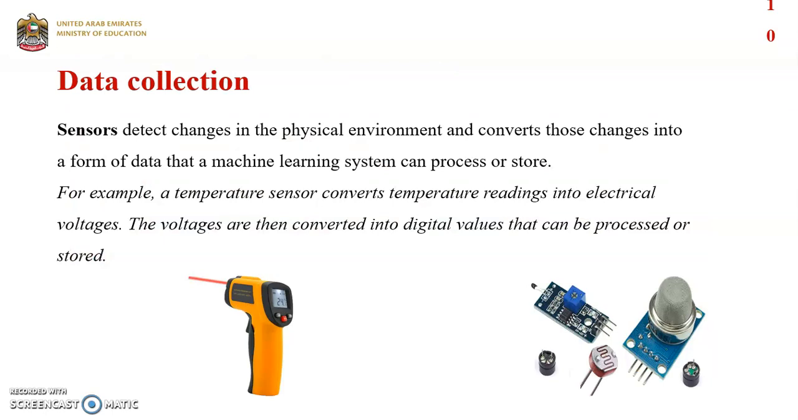The sensors detect changes in the physical environment, and they'll convert those changes into a form of data that a machine learning system can then process or store. An example is that of a temperature sensor that converts temperature readings into a voltage. That voltage is then converted into a digital value that can be processed or stored. You may have seen some of these devices in the shopping malls and in the car.